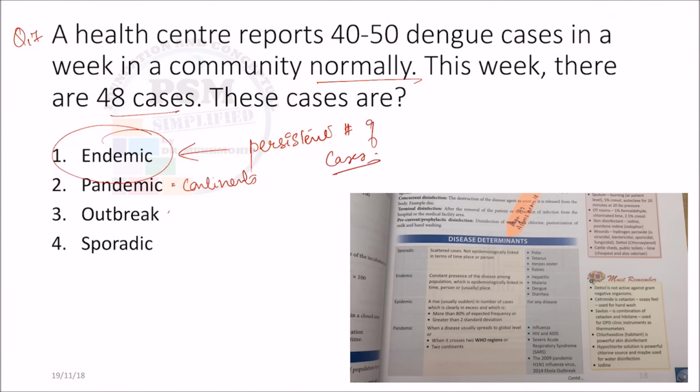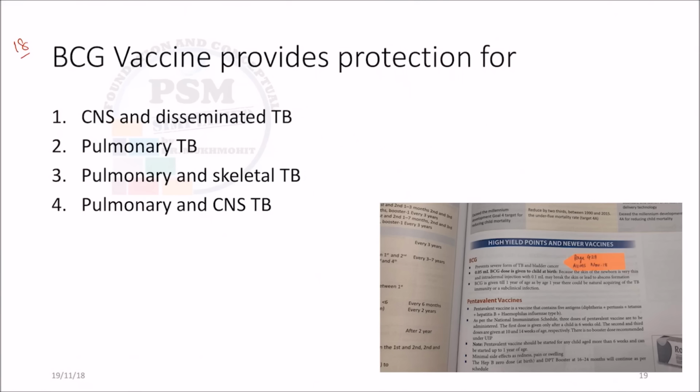Next question 18. BCG vaccine provides protection from disseminated TB, that is severe forms of tuberculosis. Also, it provides protection from bladder cancer. So again, I'm happy to share with you page number 429 from our book, about the BCG vaccine, again from the book.